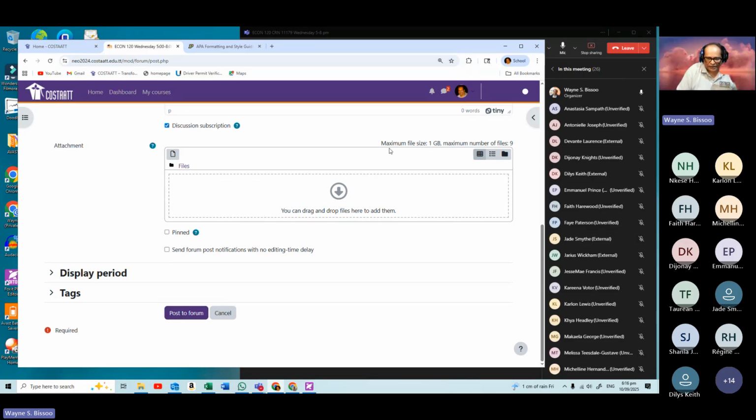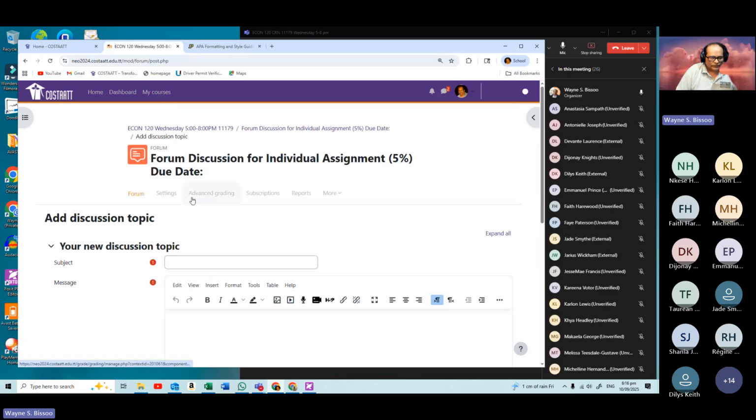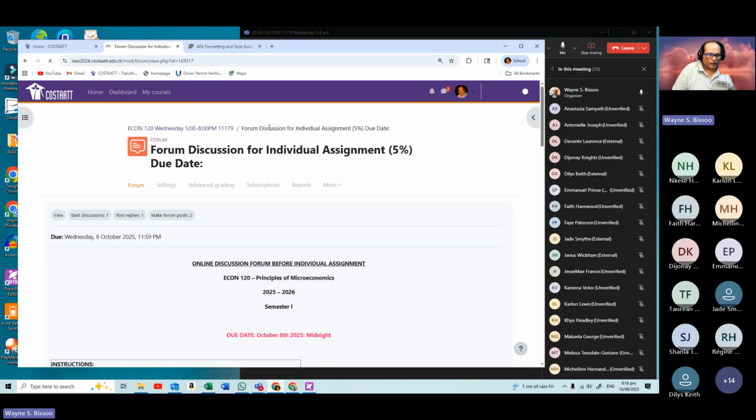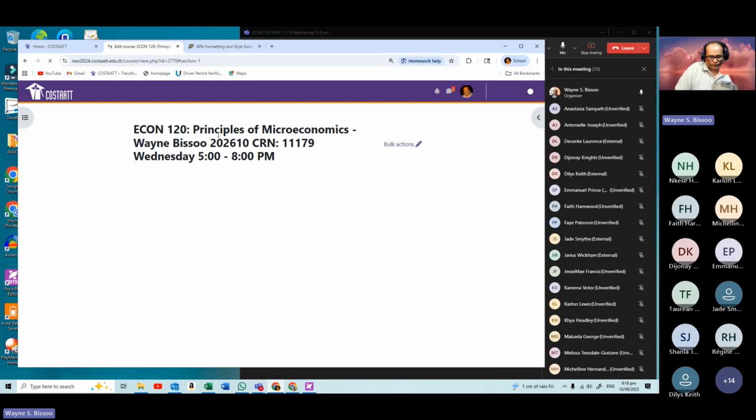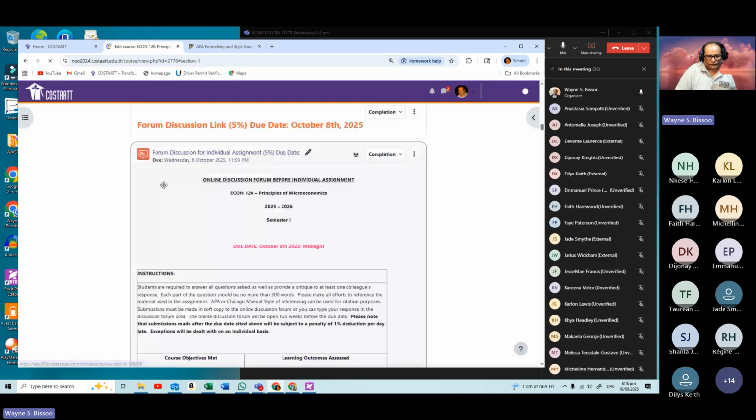That makes sense? Maximum file size is 1 GB. All right, maximum number of files is 9, but you should just be putting them one at a time. That makes sense? Yes, everybody's following these instructions? Yes, sir. Mm-hmm. All right. Okay, so that's your first assignment.